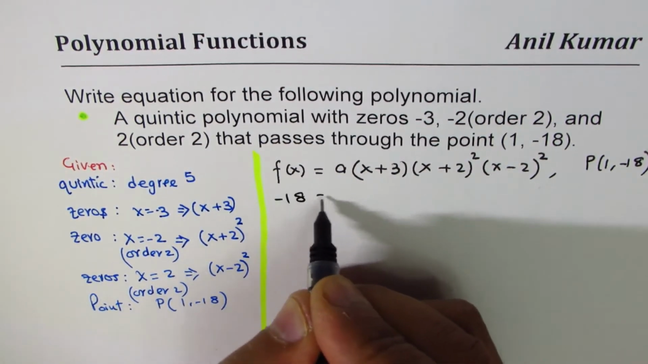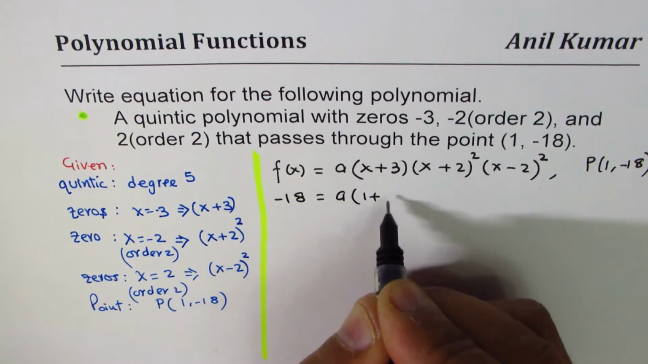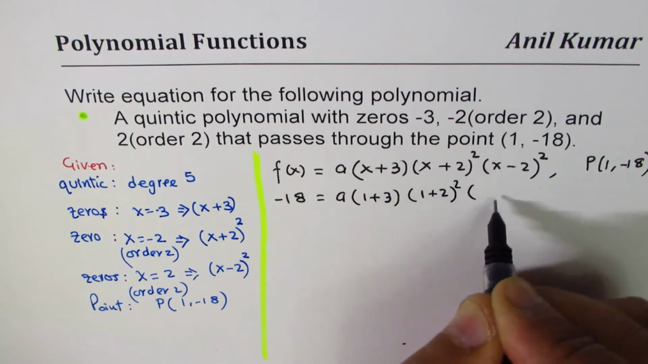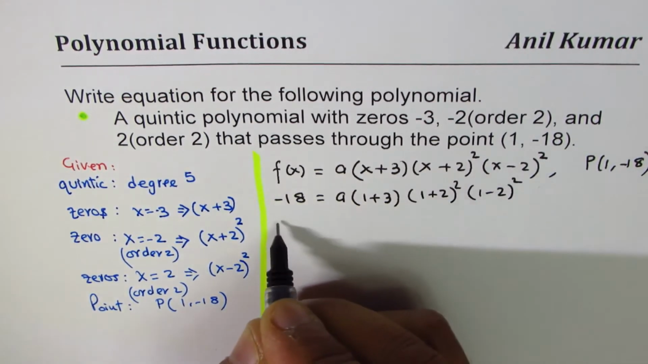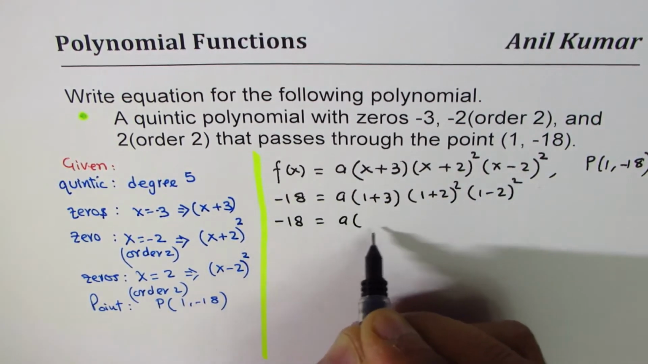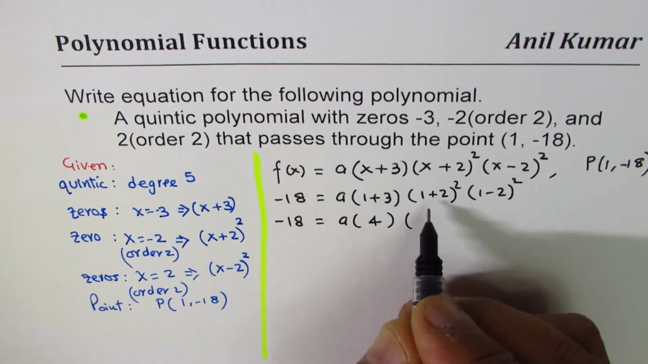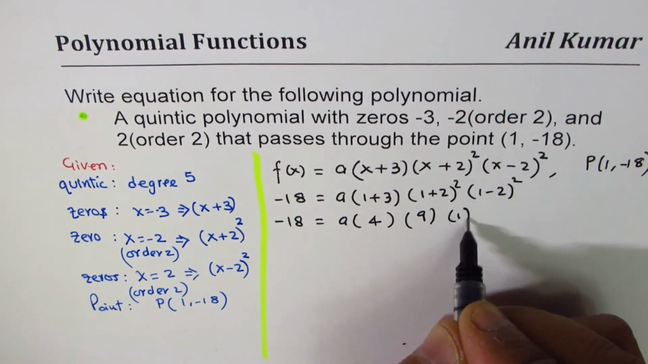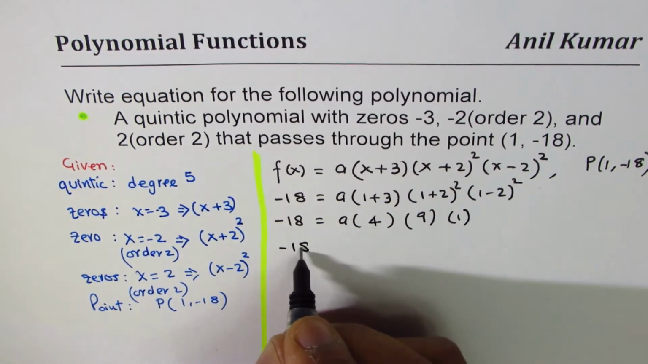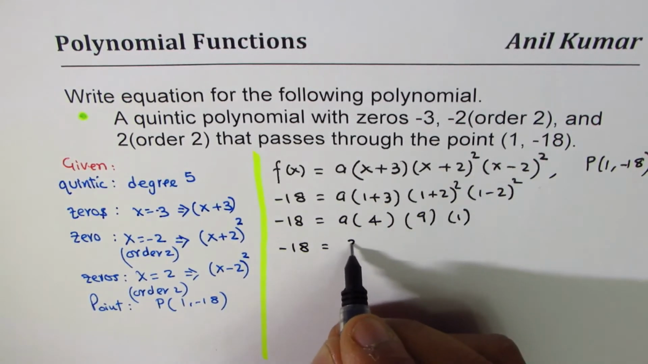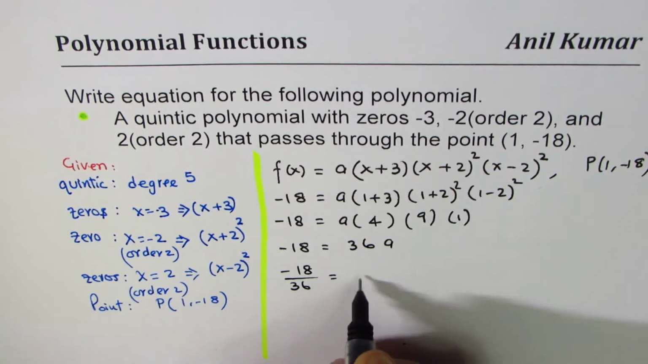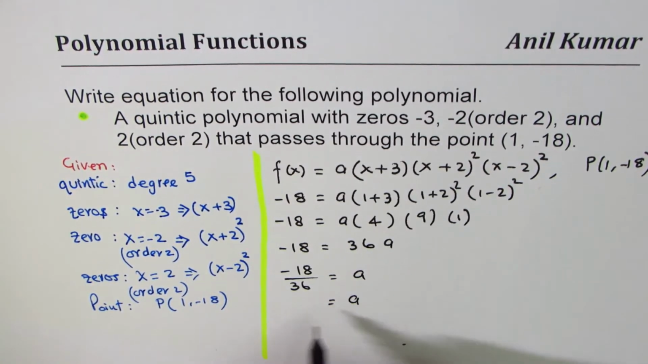So we get -18 equals a times (1 plus 3) times (1 plus 2) whole square times (1 minus 2) whole square. -18 equals a times 4 times 3 square is 9, and this is -1 square is plus 1. So we get -18 equals a times 4 times 9, 36. A equals -18 over 36. So we can write this as a equals minus half, correct?